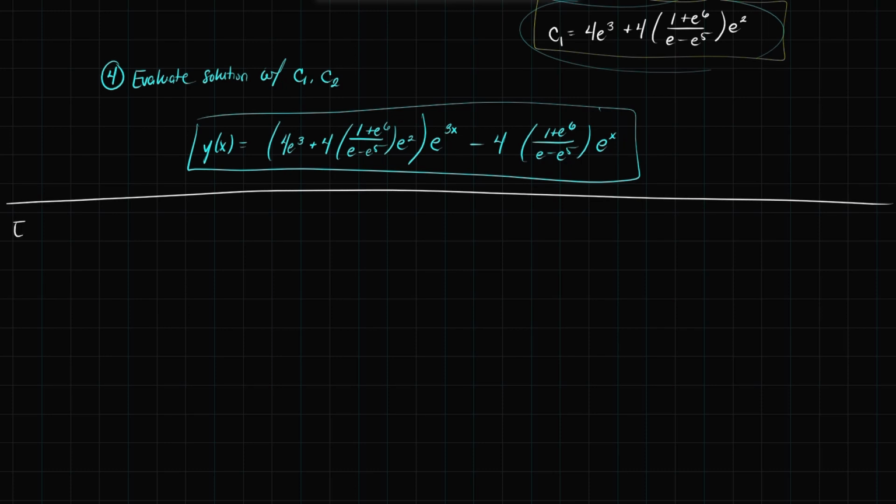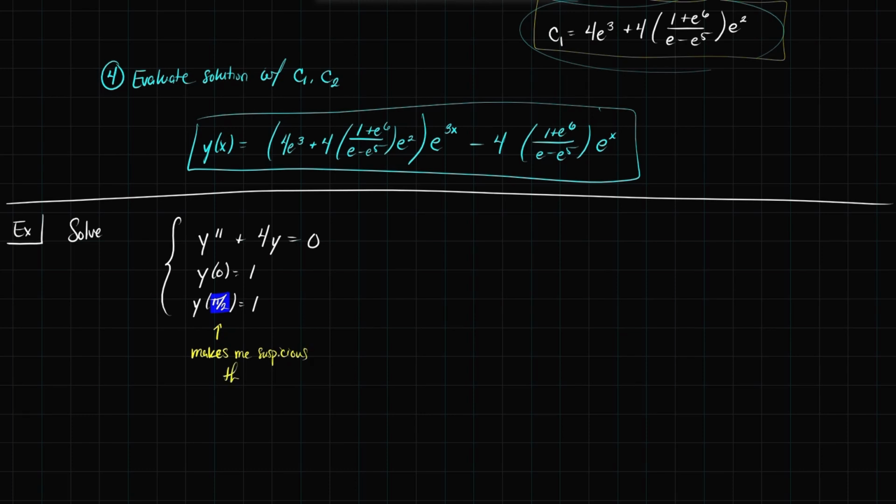Let's accomplish one final second order ODE. Let's solve y double prime plus 4y equals 0. Let's say y at 0 is 1 and y at pi over 2 is 1. Now the pi over 2 is making me suspicious that this is radians, and so we may have sine and cosine in our solution.